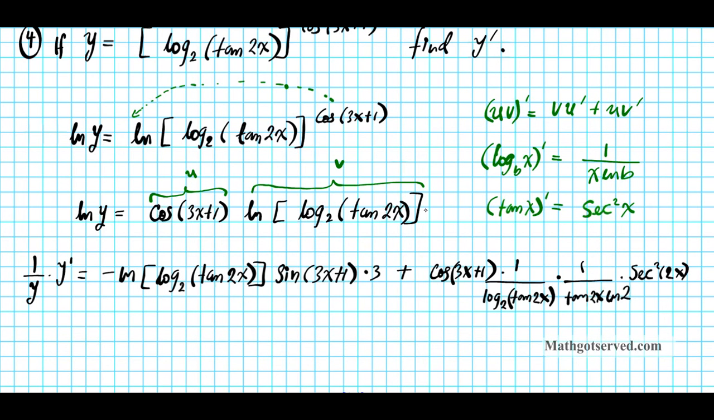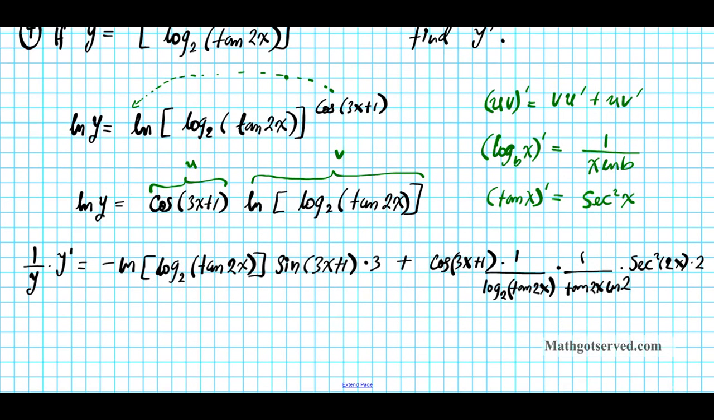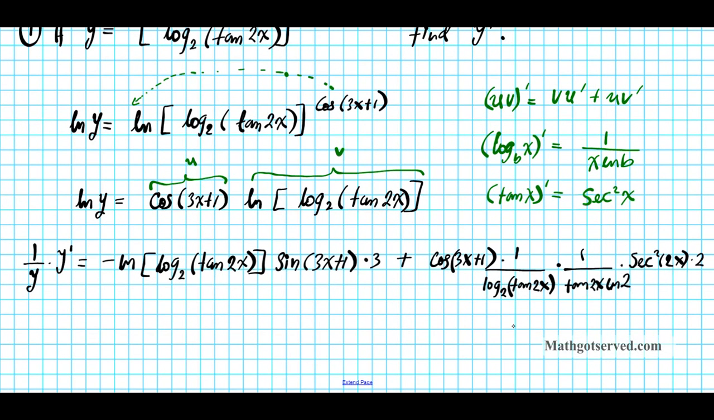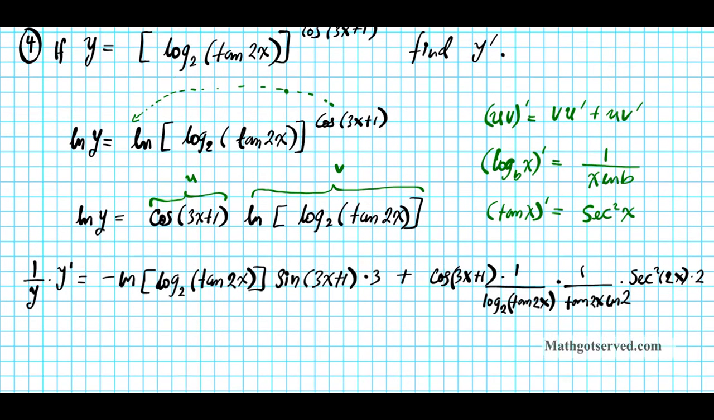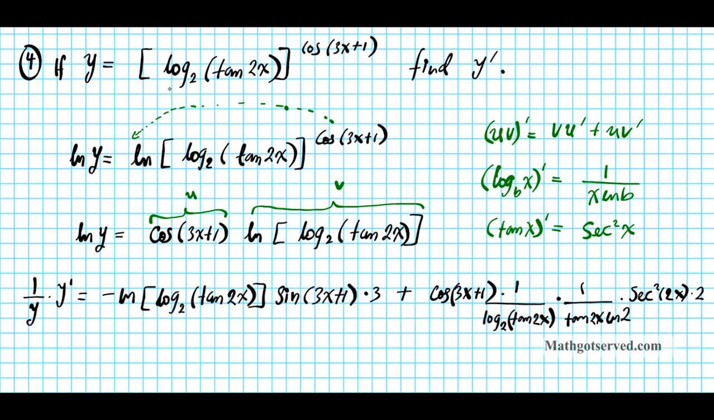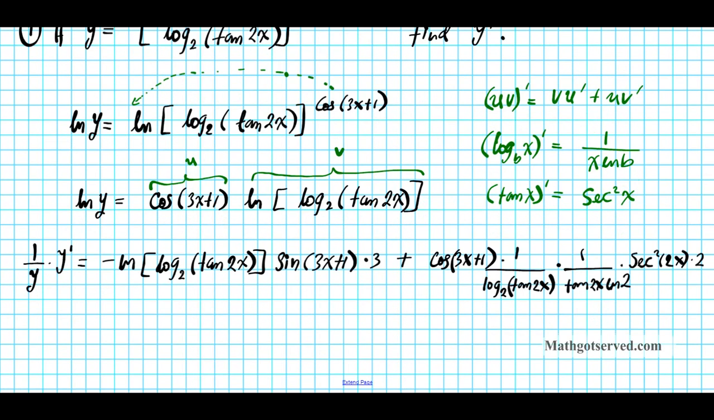Now to differentiate 2x is going to be just 2. Okay, so there you have it. Now what we're going to do is multiply both sides by y, right? So we'll multiply both sides by y. We're going to replace y with its value, which is this logarithmic value right here, and then times this entire expression. That will be what our final result will be.